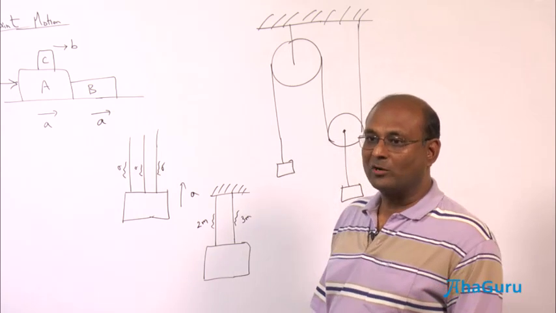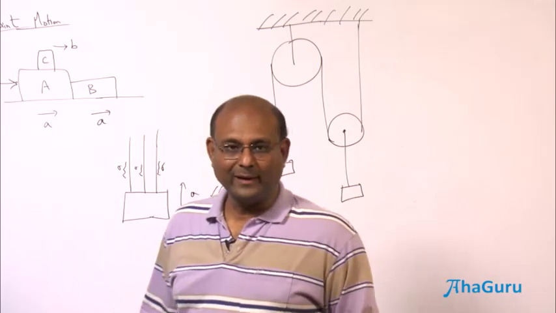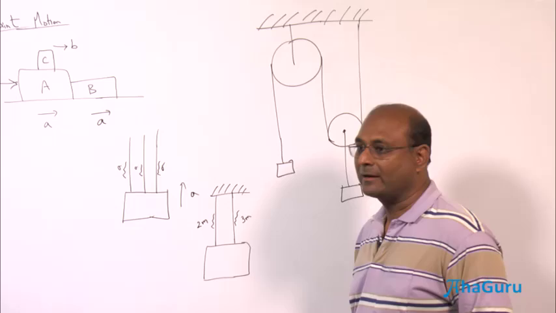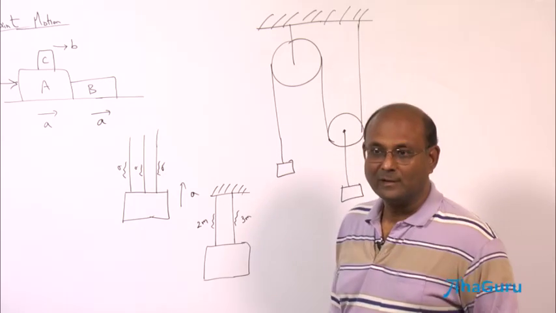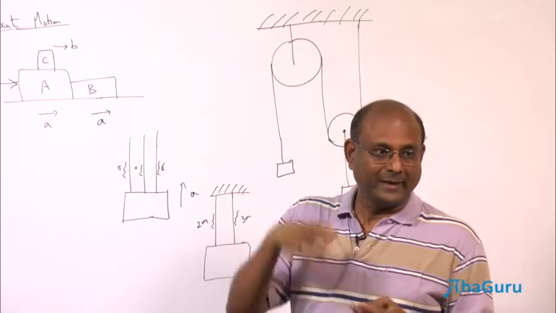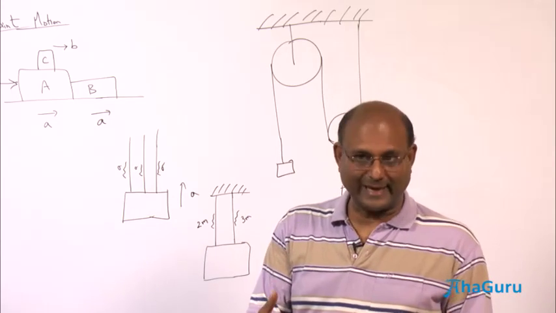It can't go more than 2. Why? Because when I pull this down by 2, this fellow's slack of 2 is gone. So lifting it up produces slack. Bringing it down destroys slack.